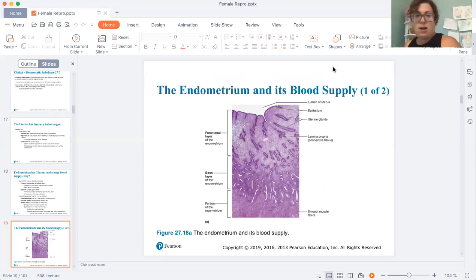Okay. So this is taking a look at the histology if we took a slice of about halfway thick of a uterine wall. So here's the lumen. This is just the space in that hollow organ. We have the epithelium, so we have some columnar cells right here, and you see how there's a functional layer and then the basal layer. And in this basal layer, you see the spiral arteries. Okay, down here is myometrium, and this is all smooth muscle.